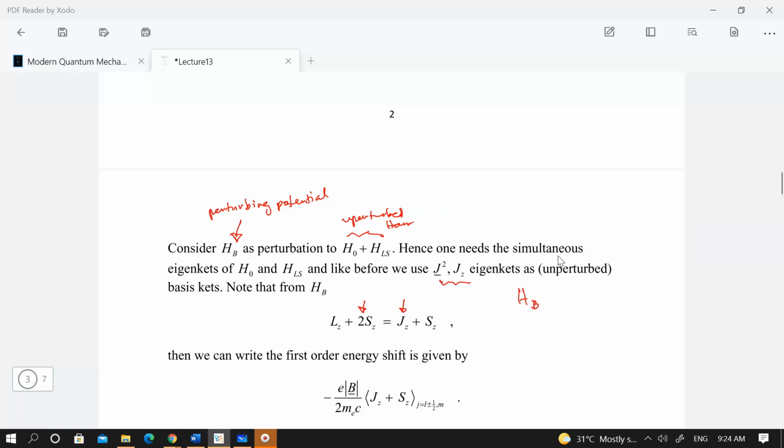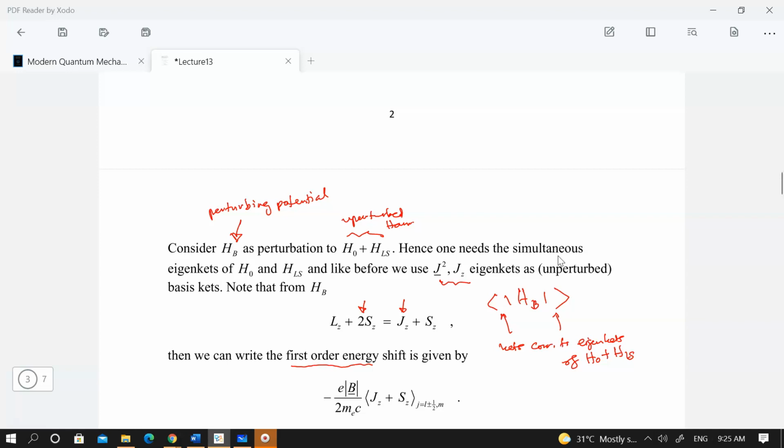So now, from your perturbation theory, if you want to calculate your first order energy shift, you just need to find the expectation value of this HB, with the kets given here corresponding to eigenkets of H naught plus HLS, which we have identified to be your J squared and Jz.